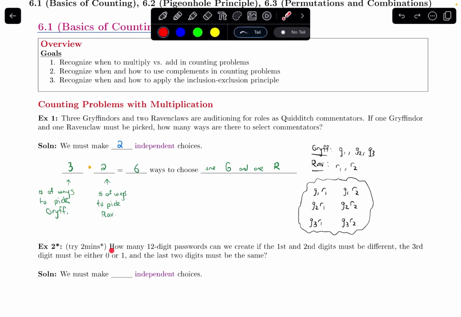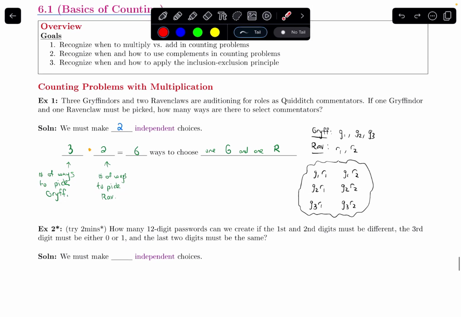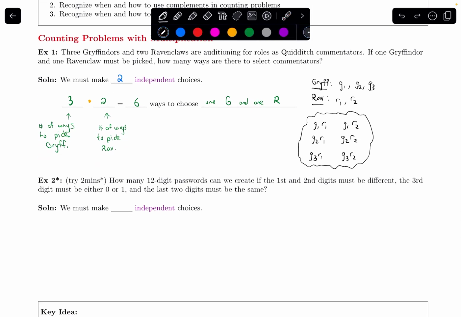So this one says, how many 12-digit passwords can we create if the first and second digits must be different? The third digit must be either 0 or 1, and the last 2 digits must be the same. Okay. So I first want to give you about 2 minutes to try this. So pause the video for 2 minutes to try it. 4, 3, 2, 1, pause it and try it. All right, so hopefully you paused it. Let us bring it back together and let's talk about it now.